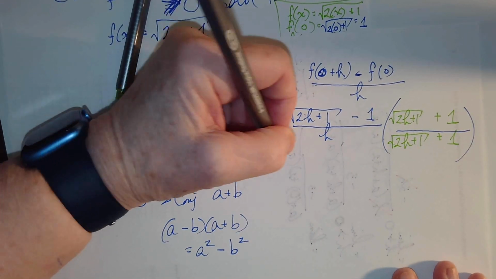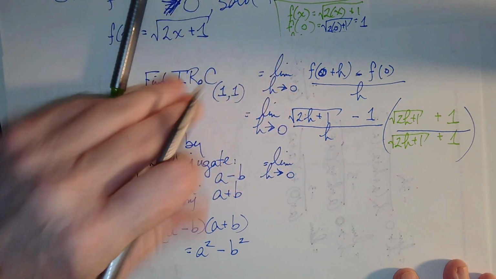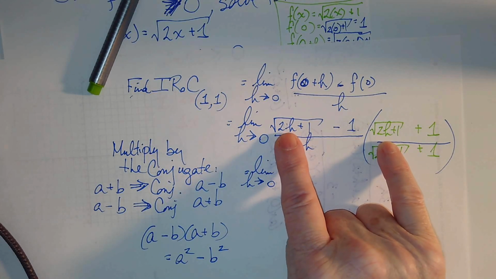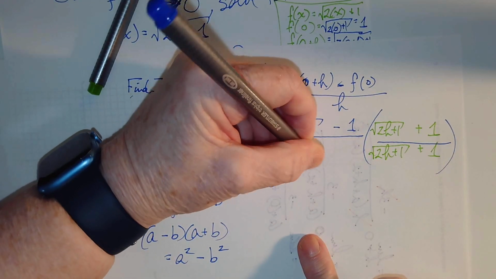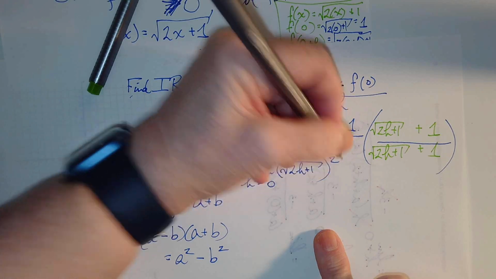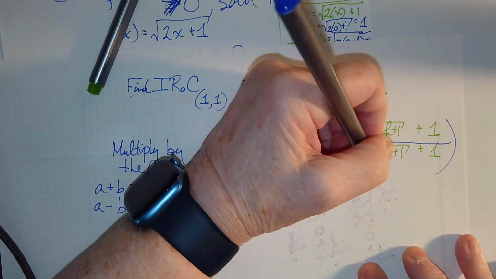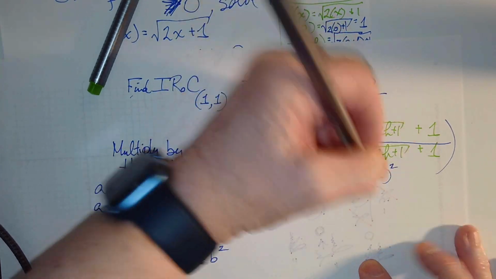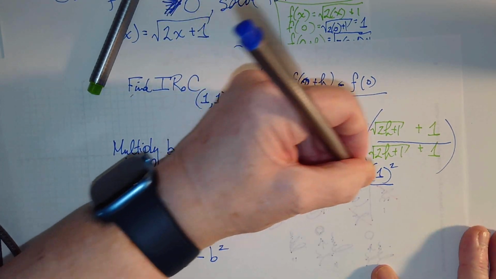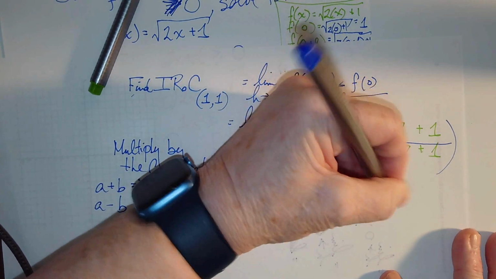Okay, so we've got the limit as h goes to 0. Our first term is the square root of 2h plus 1. So I have 2h plus 1 squared minus, and the second term is 1 squared. And then in the denominator, we're just going to leave 2h plus 1 plus 1.